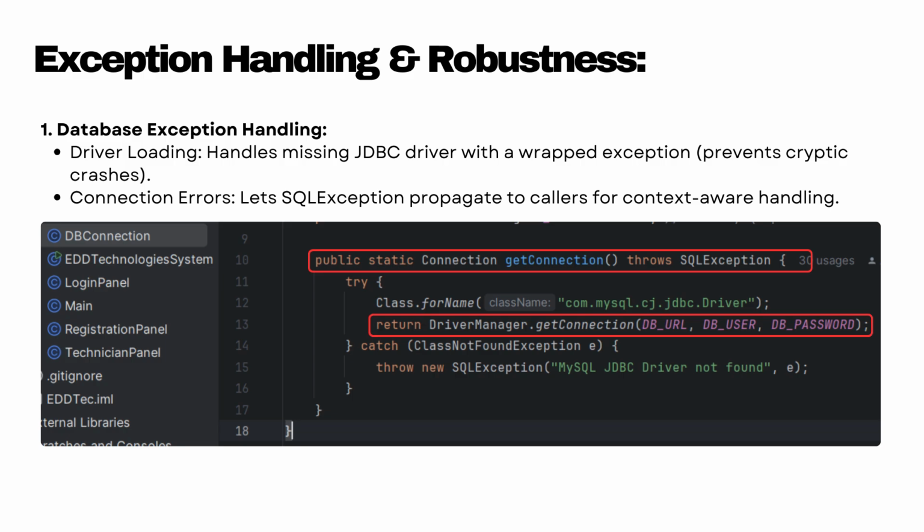First, database exception handling. For driver loading, we wrap ClassNotFoundException into a more informative SQLException. This avoids script crashes and makes debugging easier. For connection errors, we let SQLException propagate. This enables the calling code to handle it based on context, whether it's logging the error, showcasing user-friendly messages, or retrying. Below is the highlighted code from the database connection.